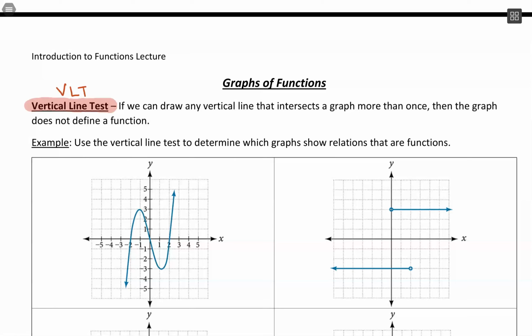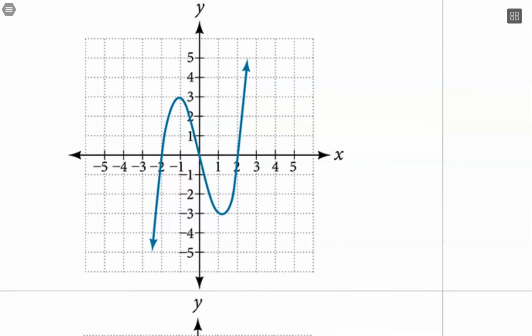But the idea is if we go to our graph and we draw every possible vertical line that we can, if anywhere on that graph it intersects more than once, then the graph does not define a function. So let's see that in practice. That can be hard to listen to in words and apply. So let's see how this works.